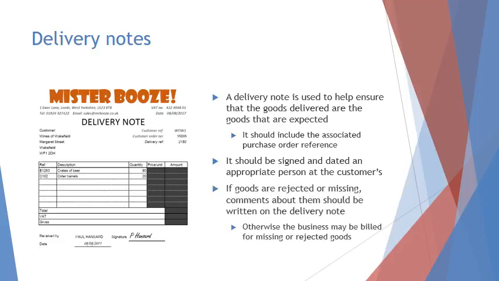Now, if it's the case that any goods are rejected because they're in poor condition, say, or missing from the list of items that are being delivered, then we must put a note on the delivery note so that when it goes back, the supplier or the seller can update their records and make note of the fact that some of the goods were simply missing or have been rejected.